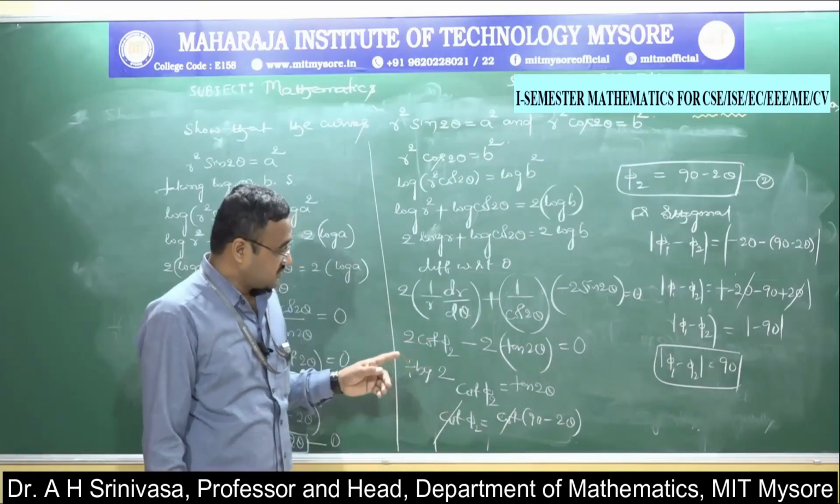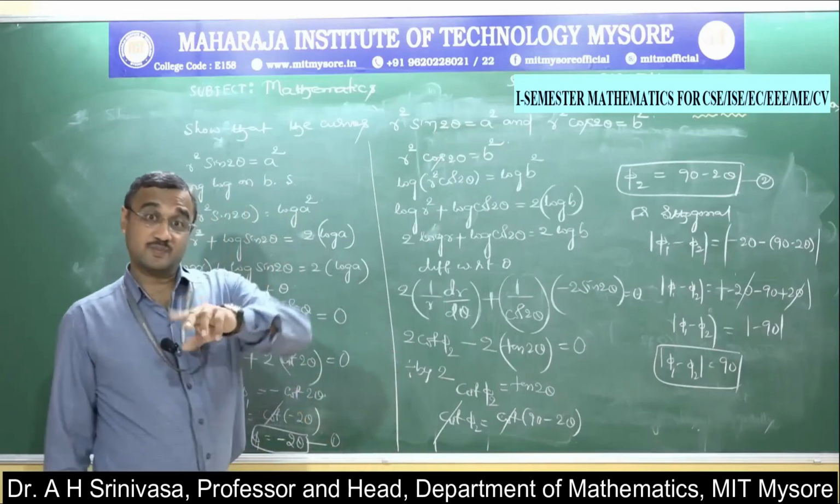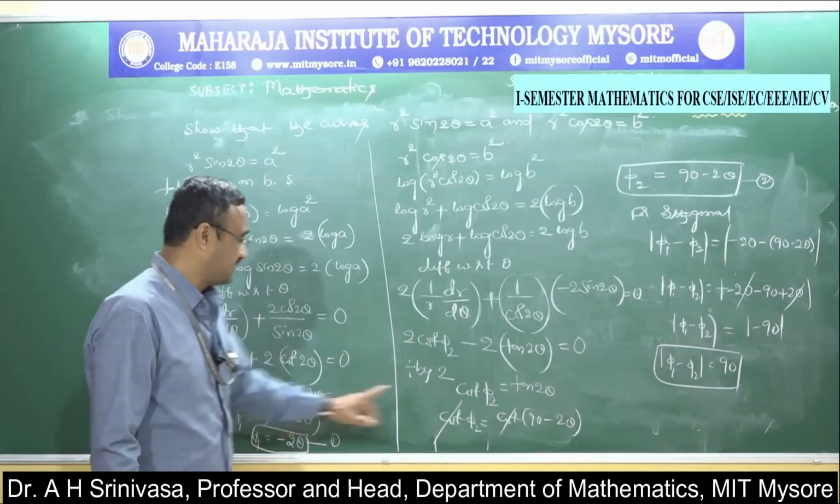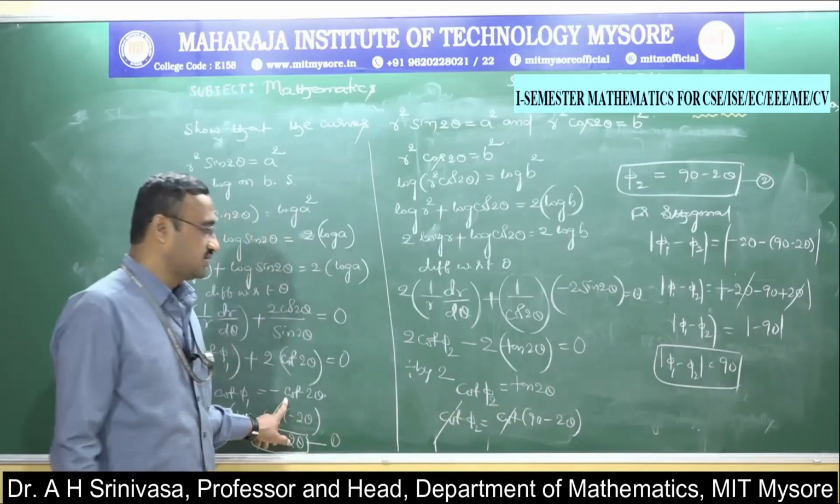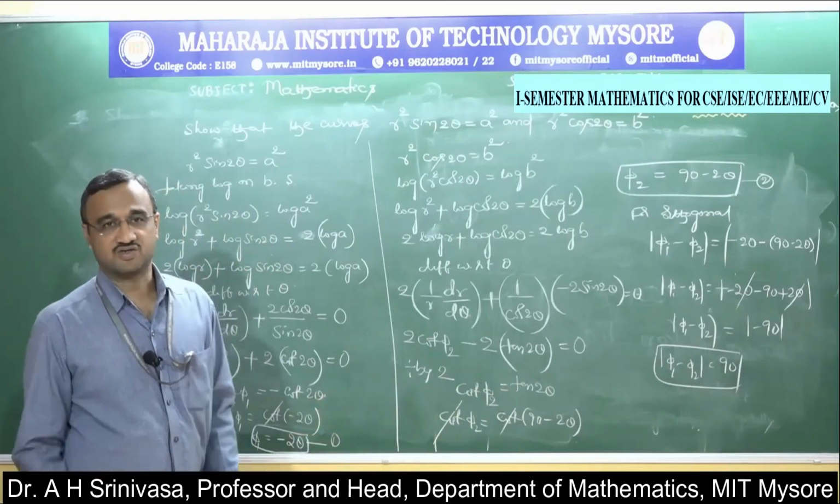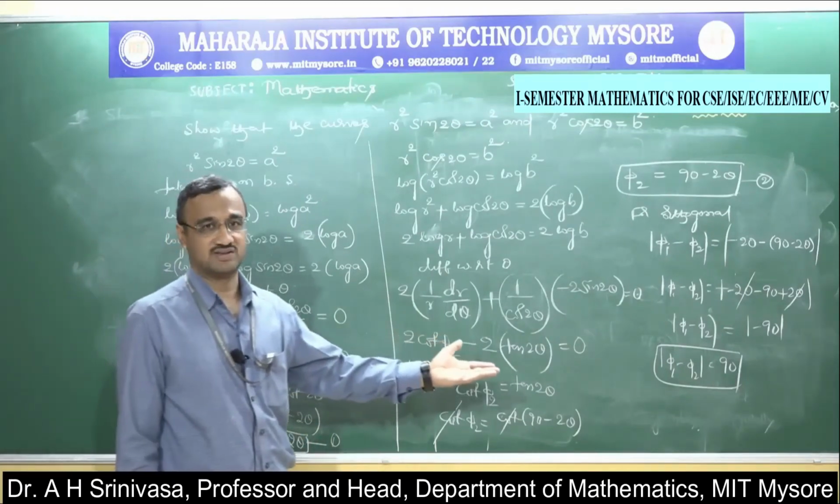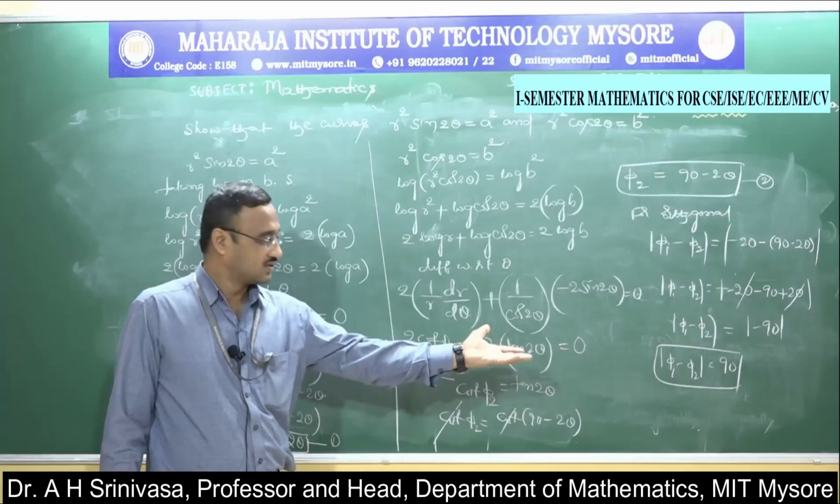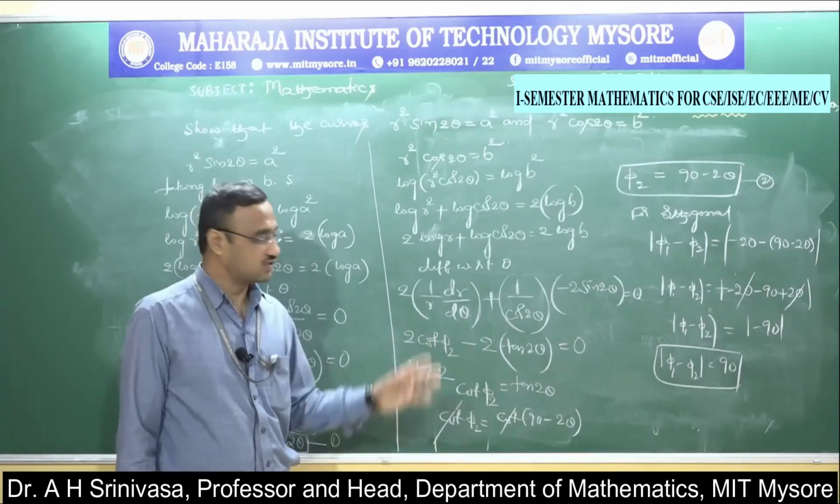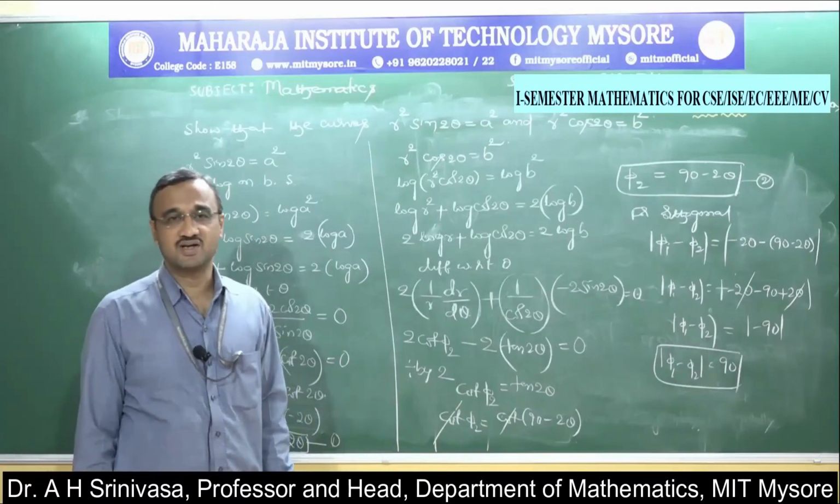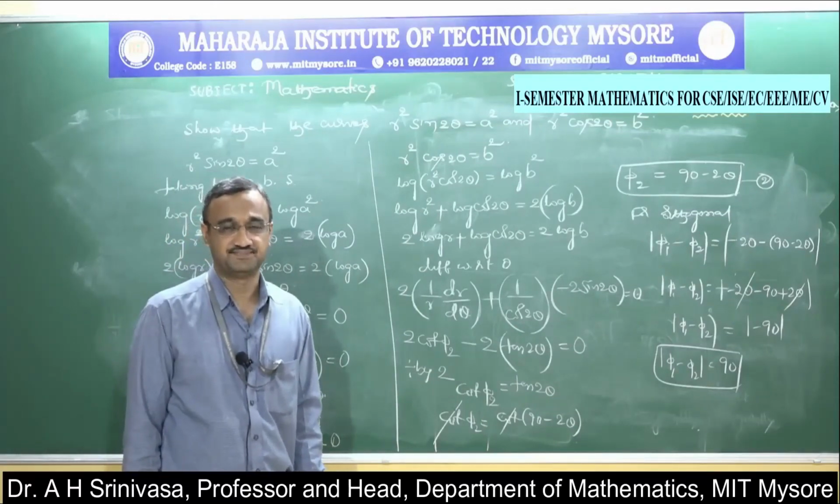We can also use the previous problem methods by taking the product of cot phi 1 into cot phi 2. If you take the product of these two, that will also give the value of minus 1. You can also show it like that. Either way, you can show phi 1 minus phi 2 equal to 90 degrees. This is also another method to show two curves intersect orthogonally.